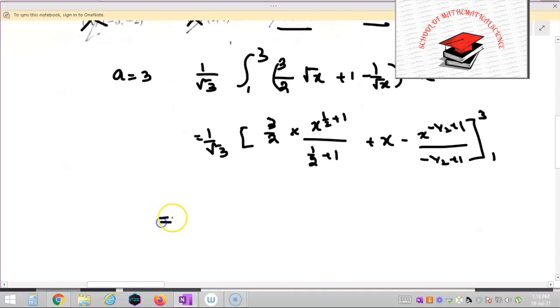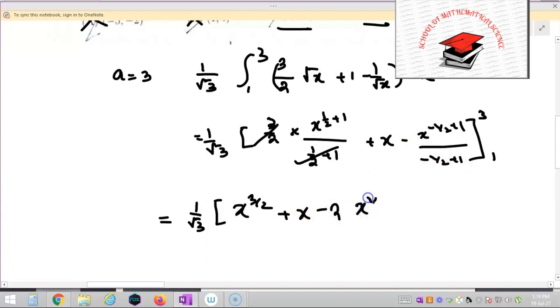So this will equal to, cancelling 3 by 3, 1 by root 3 into x to the power 3 by 2 plus x, and it would be minus half plus 1, so half, it is minus 2 times x to the power half, so that is root x. Okay, the lower limit is 1, upper limit is 3.